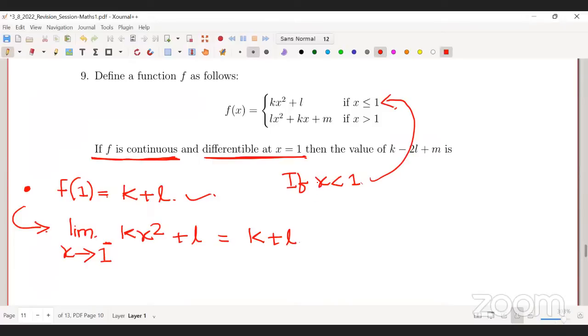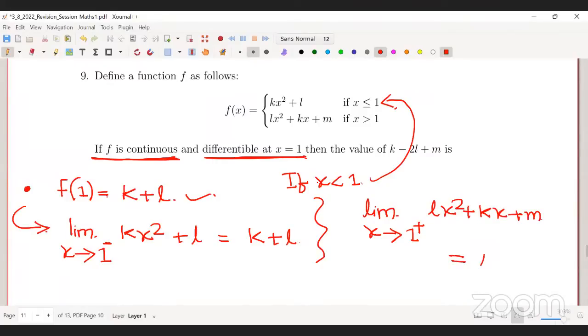So the next thing is the right hand limit. Here x is coming from the right hand side of 1. That means x is greater than 1. So here f of x is what? Lx square plus kx plus m, right? So what is this limit then? L plus K plus M.